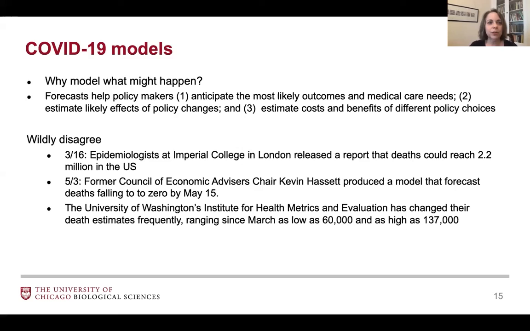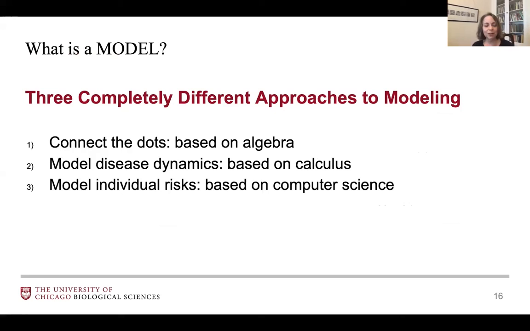So what are they? This word model just gets used indiscriminately, like they're all doing the same thing. But in fact, there are three completely different approaches to modeling, which it's actually really hard to figure out from the coverage what kind of model each of them is. I'm going to just try to describe the logic of each of them, what they're trying to do.